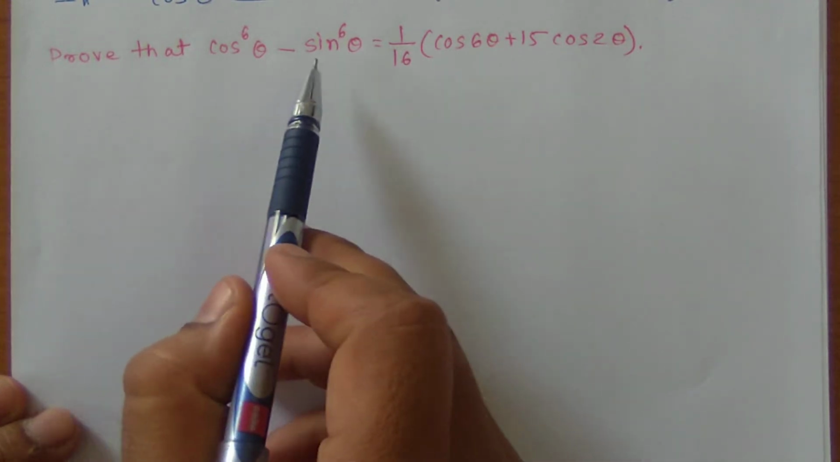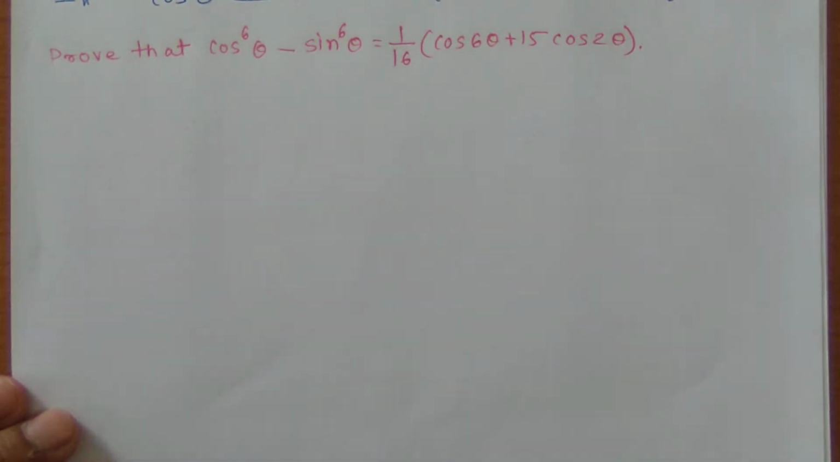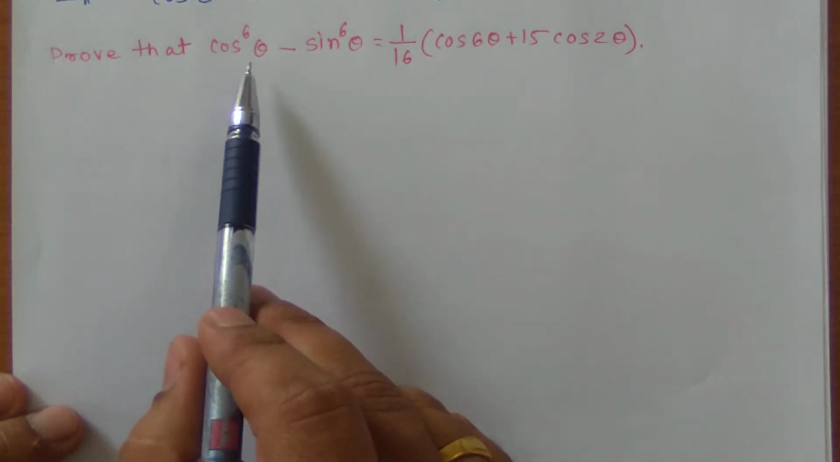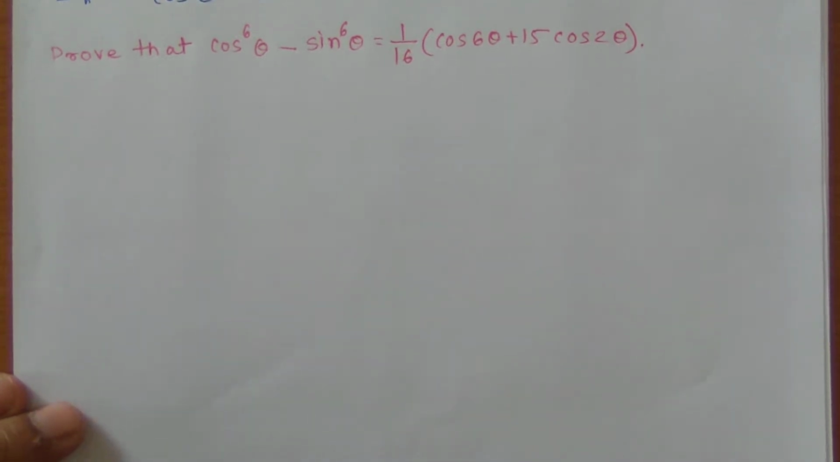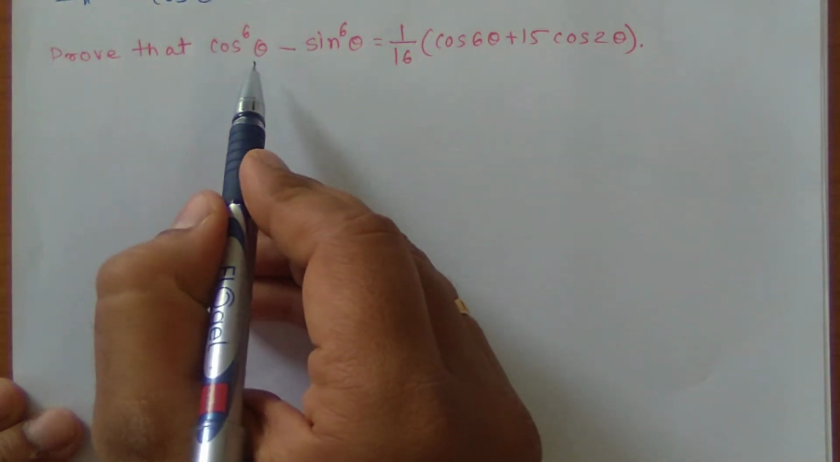The value of cos raised to 6 theta minus sin raised to 6 theta is this. The simple thing is, on the left hand side we have the cos raised to n theta and the sin raised to n theta. So we try for the expansion of cos raised to n and sin raised to n in terms of multiples of the angle. Okay, so first we think for the cos raised to 6 theta.